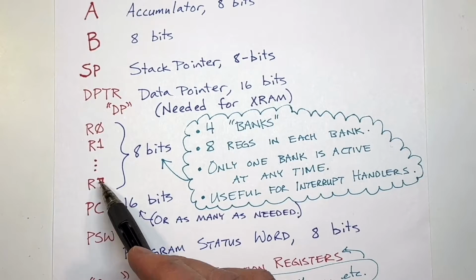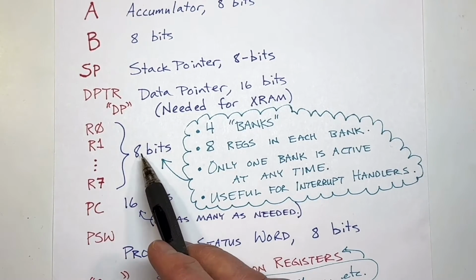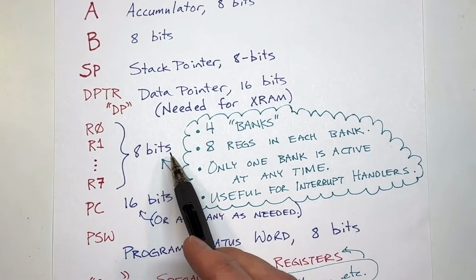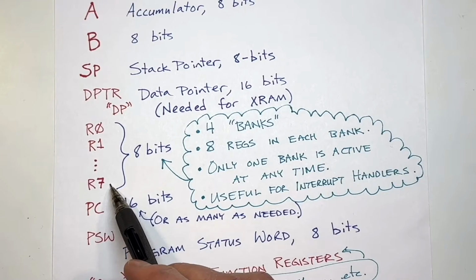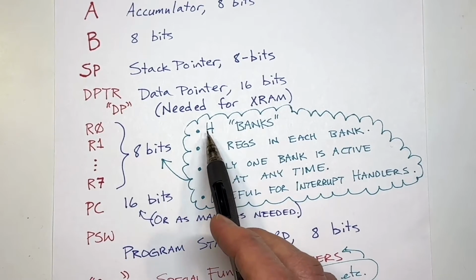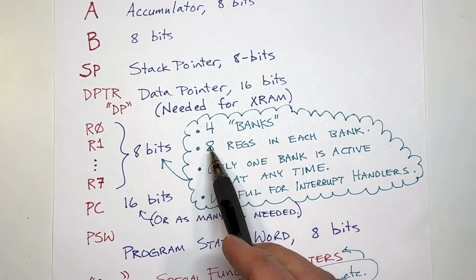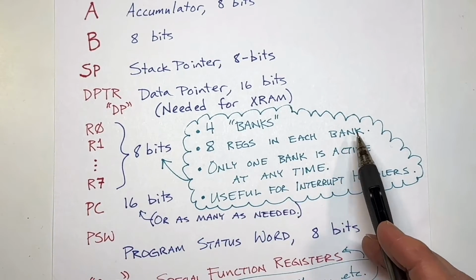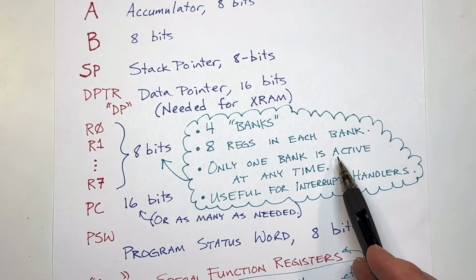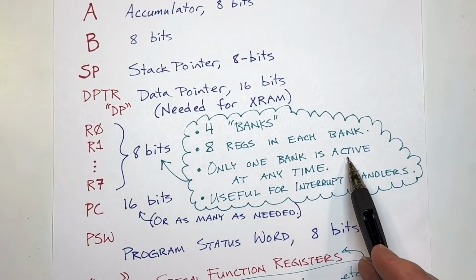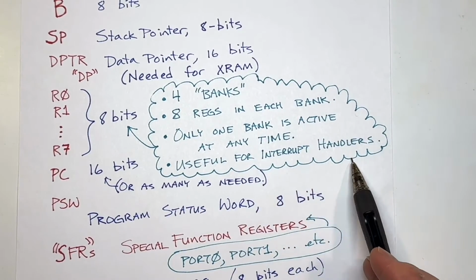Then we have a set of 8 general purpose registers, R0 through R7. These are each 8 bits. And it turns out we have more than just one set of these registers. In fact, we have 4 sets, or 4 banks, of these 8 registers. So there are 8 registers in each bank, but at any one time, only one bank is active. And so we can switch between banks if we need to, and that's particularly useful for interrupt handlers.